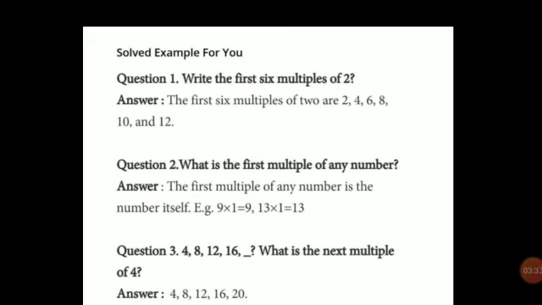2 times 1 is equal to 2. 2 2s are 4. 2 3s are 6. 2 4s are 8. 2 5s are 10. 2 6s are 12. Our answer is, the first 6 multiples of 2 are 2, 4, 6, 8, 10 and 12.